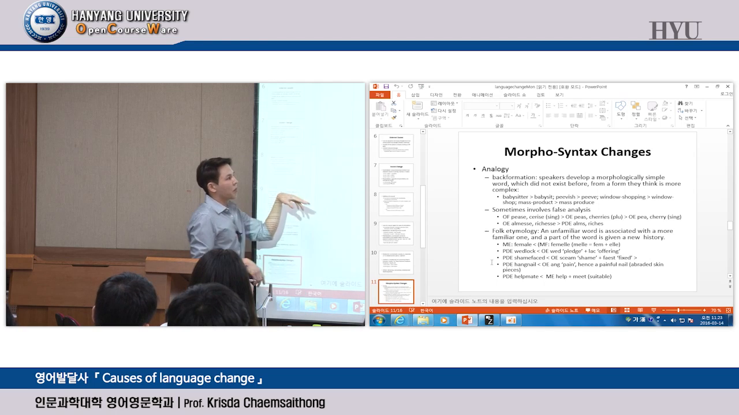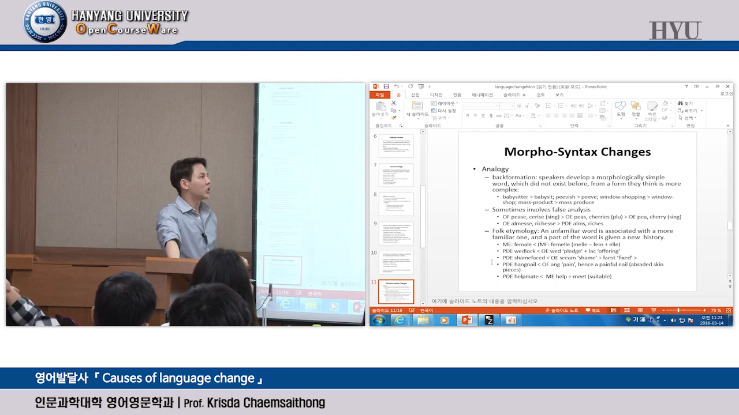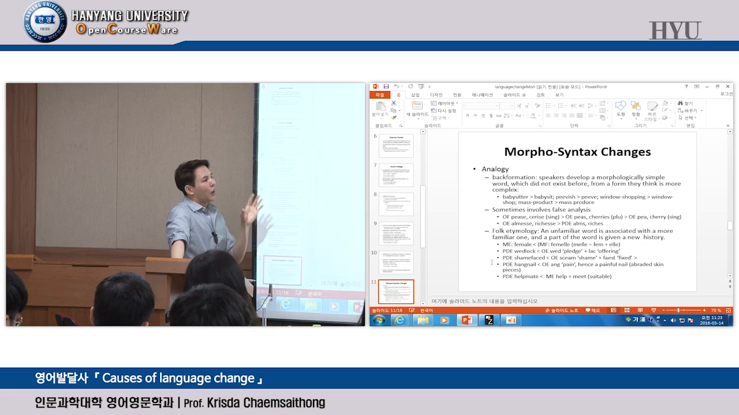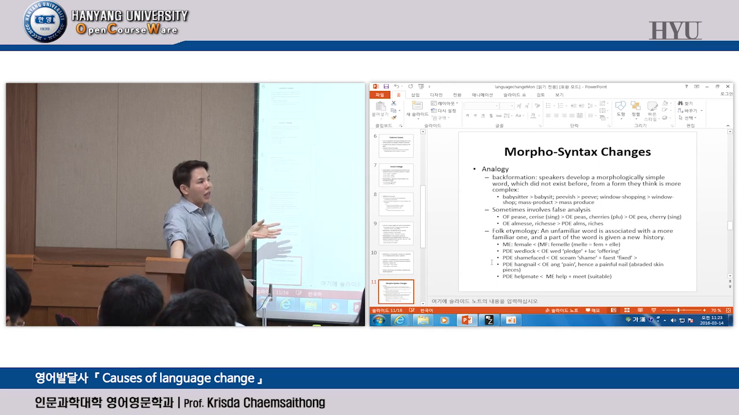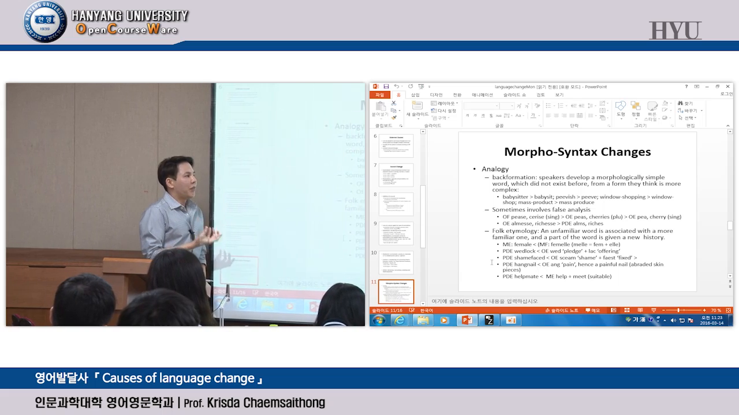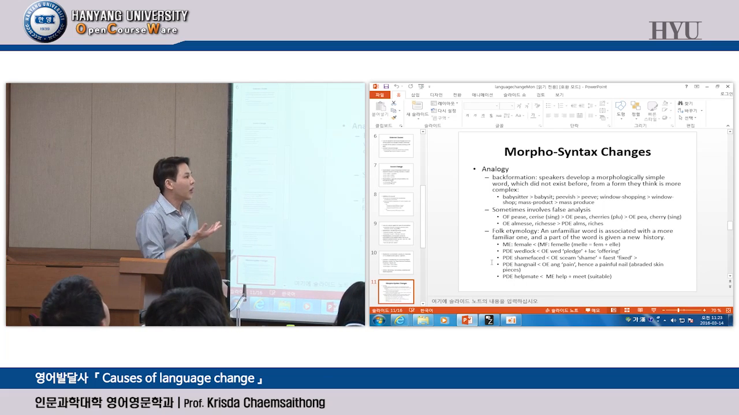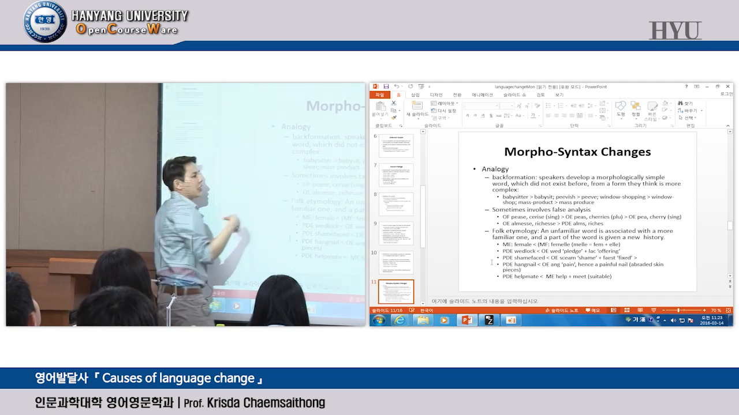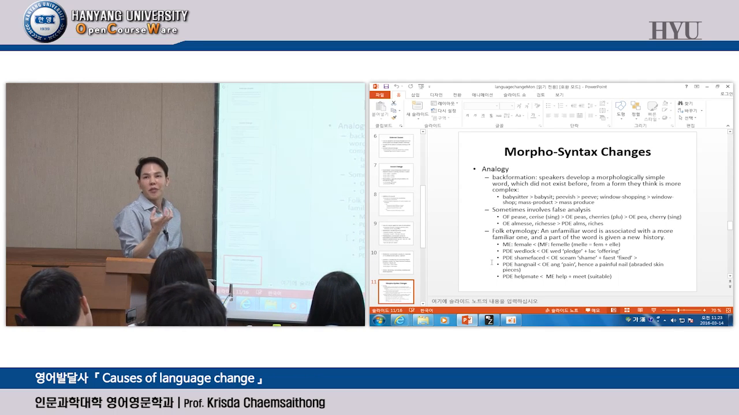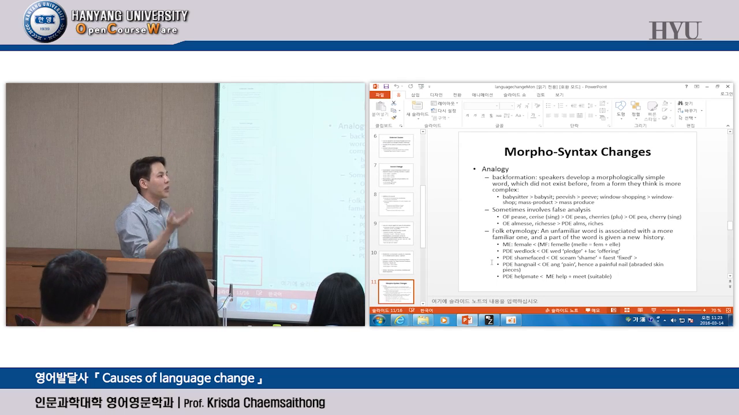So there are more processes of analogy, such as back formation. Back formation has to do with when a speaker develops a new word that didn't exist before from another word that existed. For example, we have the noun babysitter, right? And people think that the ER is a morpheme, a part of the word that has to do with the person who babysits, like that. So they make the word babysit out of the word babysitter, right? Which didn't exist before.